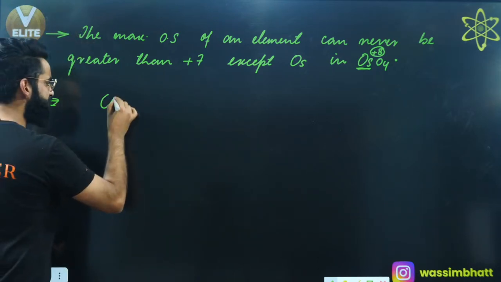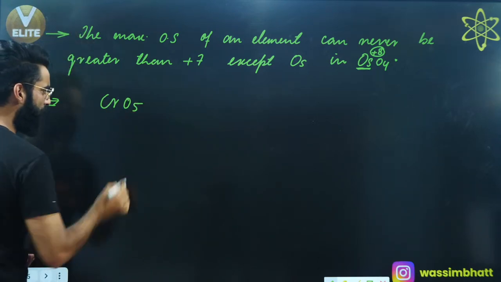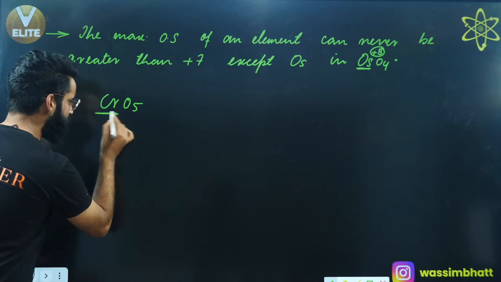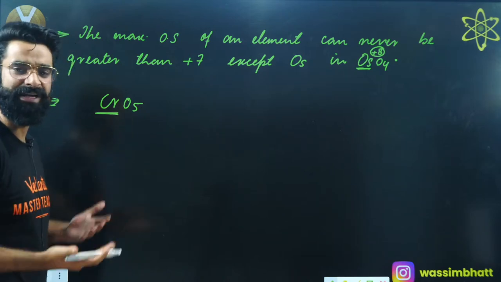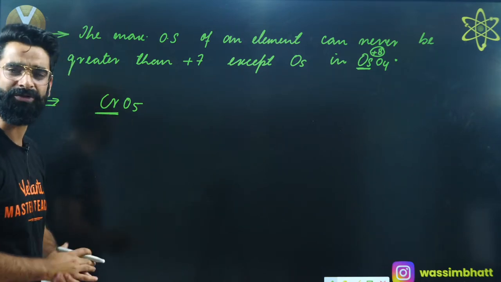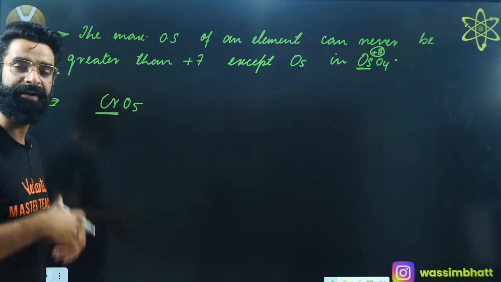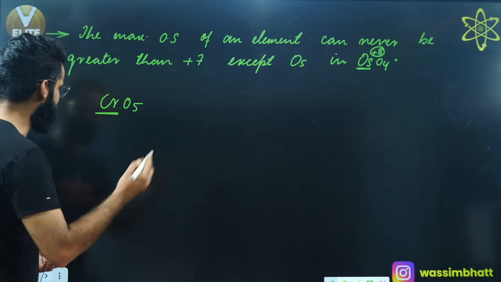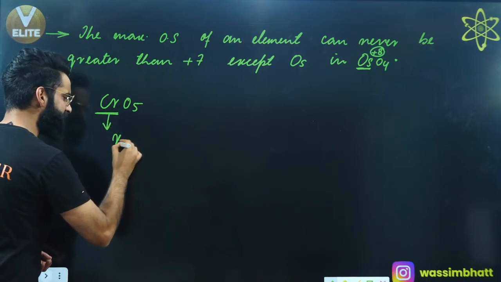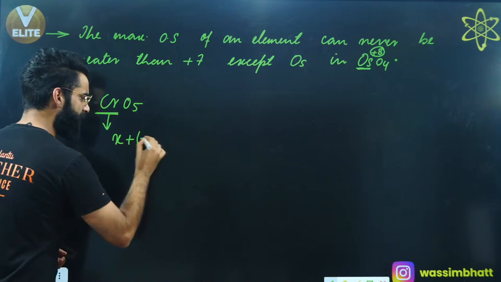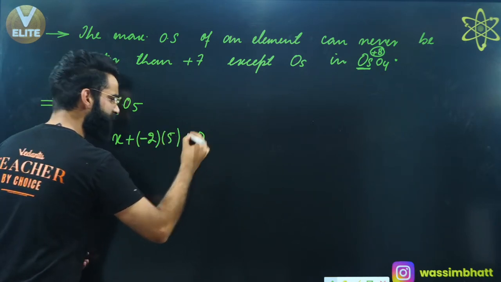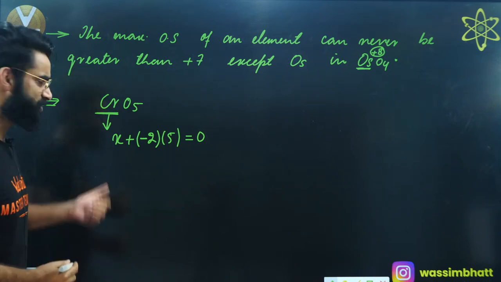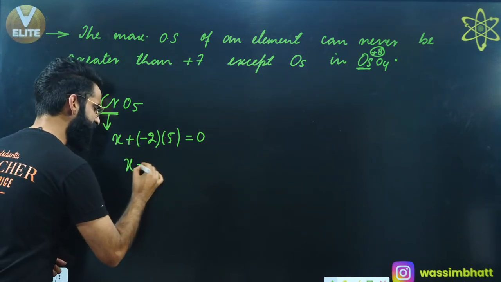For example, if I talk about CrO5, and I want you guys to calculate the oxidation state of chromium in this compound, you will first apply the formula to calculate the oxidation state. Let's assume the oxidation state of chromium is X. Oxidation state of oxygen will be minus 2. There are 5 oxygen atoms. The net charge present on the molecule is 0. So by solving this, you get the value of X as plus 10.